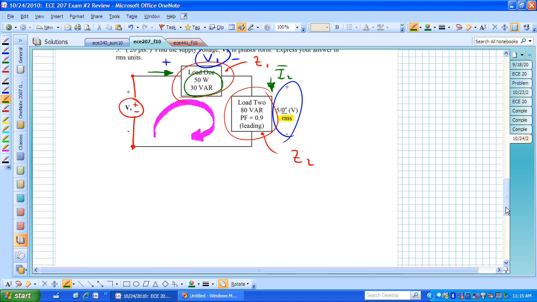So let's start with load number 2's complex power. That's what I'll call S sub 2 bar. We're told that we have Q sub 2 is 80 VARs and it's leading, meaning it's now with a sign of minus 80 because of the leading factor, and that Q2 then is vertically downward.